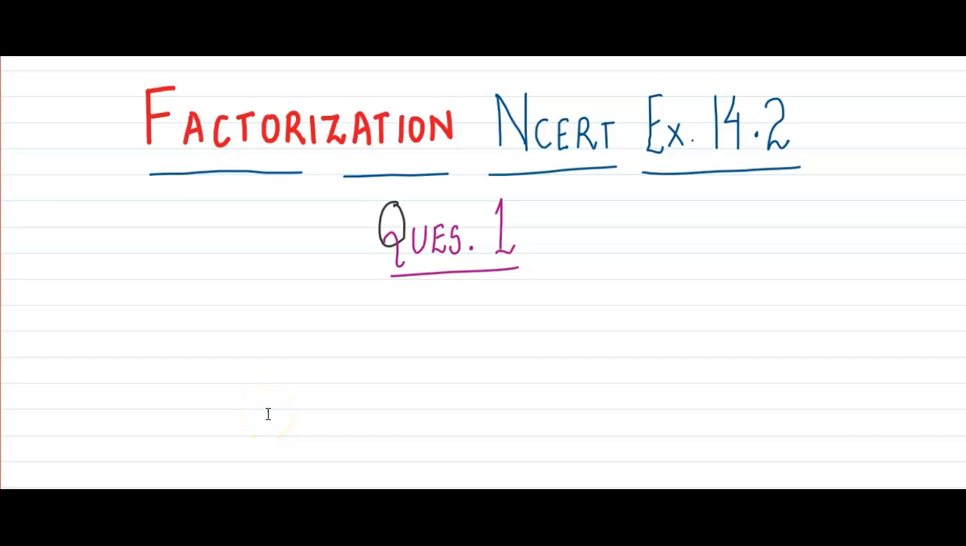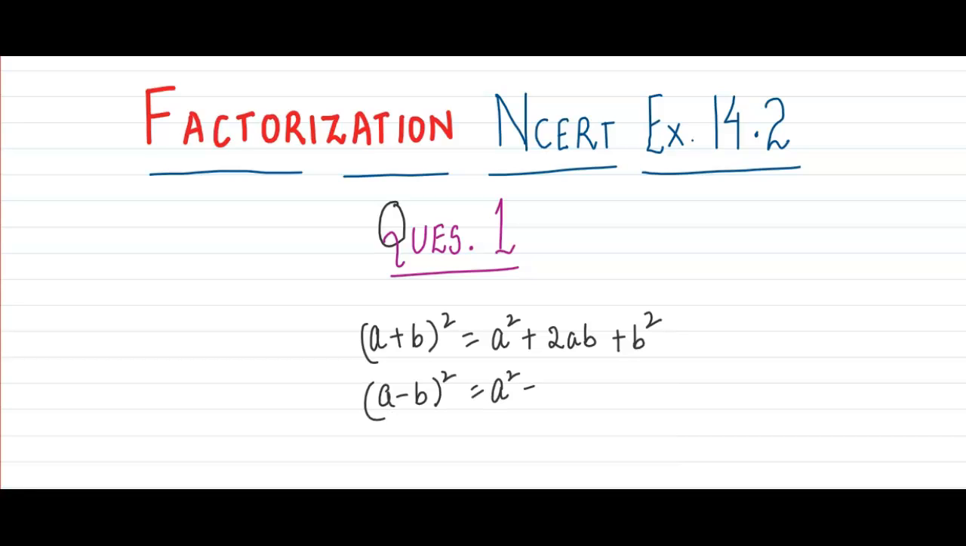In this video we will be solving problems from the Factorization chapter of class 8 NCERT book, exercise 14.2. In this exercise, questions are based on the identity (a plus b) whole square equals a square plus 2ab plus b square, or (a minus b) whole square, which is equal to a square minus 2ab plus b square.